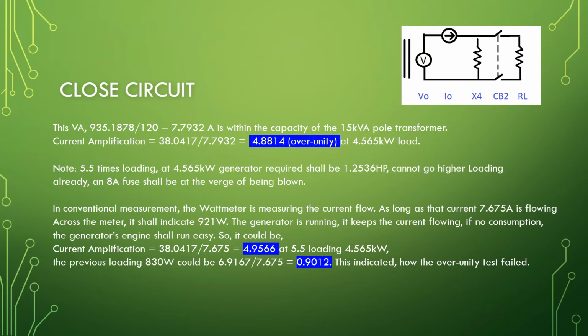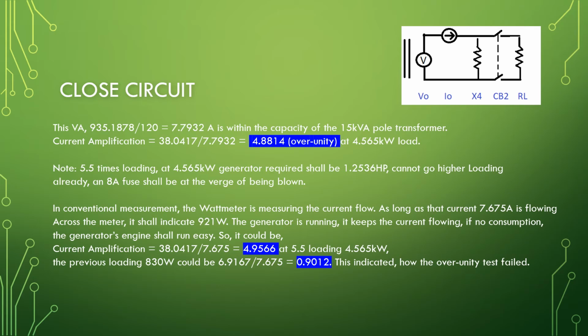In conventional measurement, the watt meter is measuring the current flow. As long as that current 7.675 ampere is flowing across the meter, it shall indicate 921 watt. This generator is running. It keeps the current flowing. If no consumption, the generator's engine shall run easy.